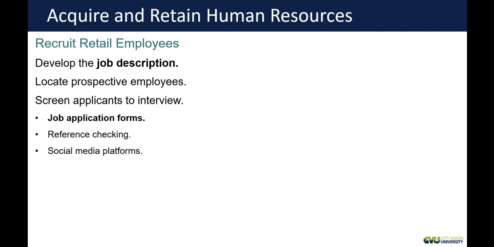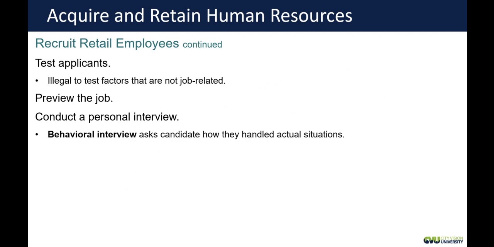So one of the first things you want to do if you're going to be recruiting people is develop a job description, right? Find out what that employee is going to do. Be very detailed. You'll have to locate prospective employees and screen them. You'll generally do that with application forms. You're going to check references, and interview them. Look at their social media platforms, right? You want to make sure you get the right person for the right job.